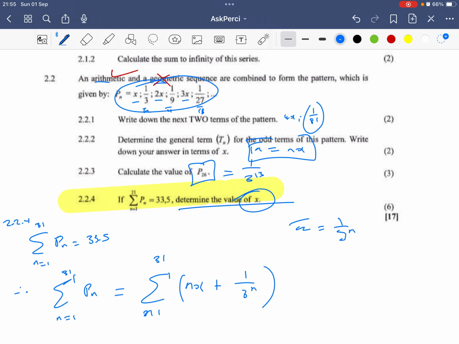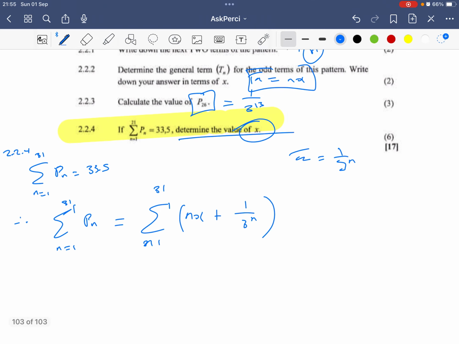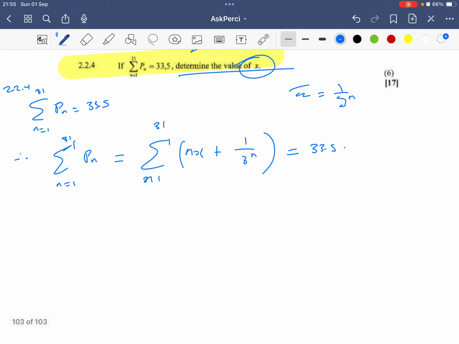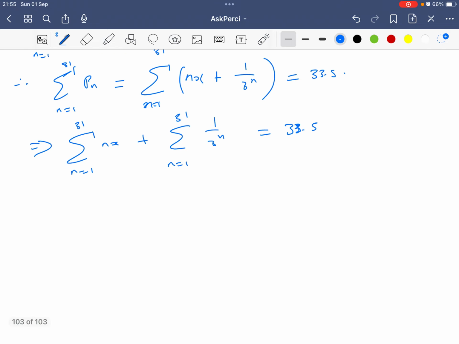If you don't, let me know. I'm happy to answer you down below in your questions. So this is still equal to 33.5. This could be written as the sum of nx from 1 to 31, plus the sum of 1/3 power n, equal to 33.5. We can easily simplify this. This is a geometric sequence, by the way, with n equal to 1 to 31, 1/3 power n.